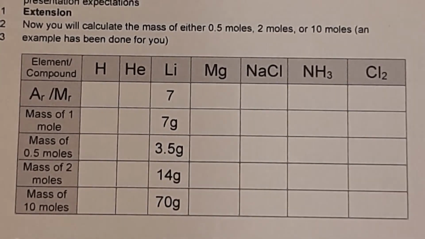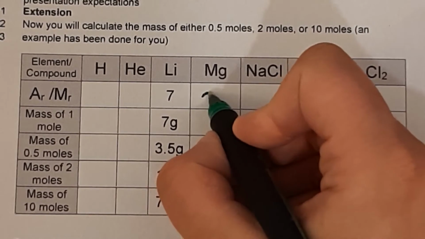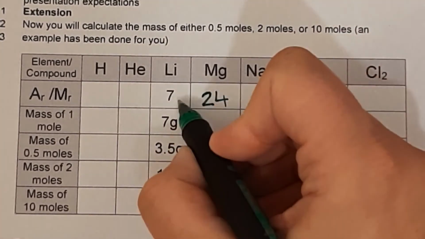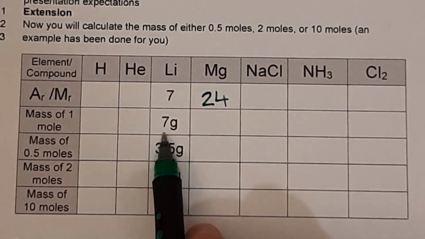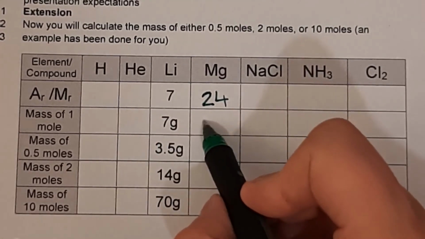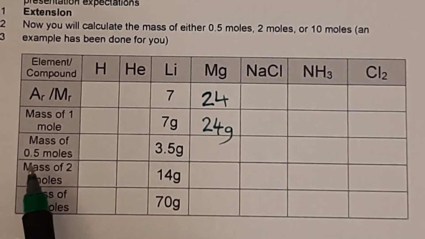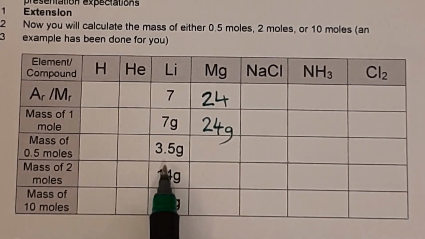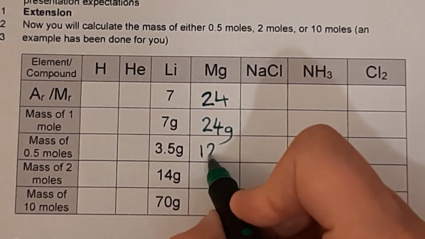So magnesium has a relative atomic mass, because it's an element, not a compound, of 24. Just like lithium has a relative atomic mass of 7, so the mass of 1 mole, just like lithium, it's 7 grams. So magnesium is going to be 24 grams. Same number, just with a g afterwards. Now the mass of half a mole, 0.5 of a mole. So we're going to divide our number in half, divide it by 2. So for this one, that gives us 12 grams.